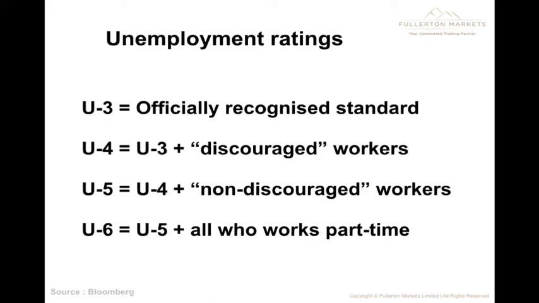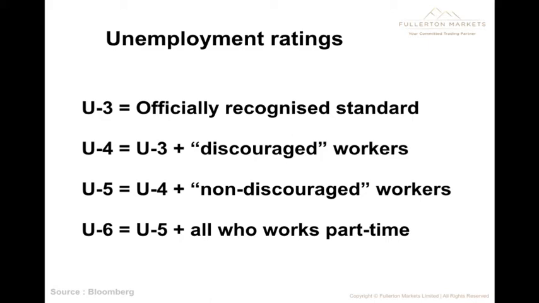Then they have other categories like U4. U4 basically takes into account everyone under U3 plus what they call discouraged workers. Discouraged workers are unemployed as well, but they are not actively looking for a job because they feel that the current economic condition is not good for them to look for one. That's why they're called discouraged workers. So U4 takes into account this group of people. Then of course the next rating is U5.